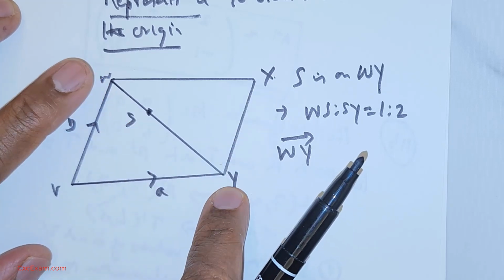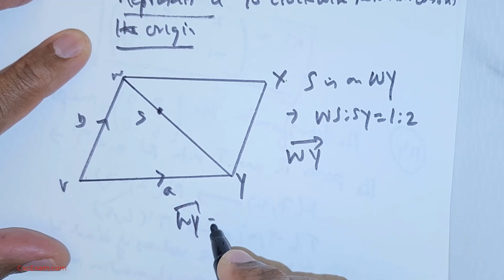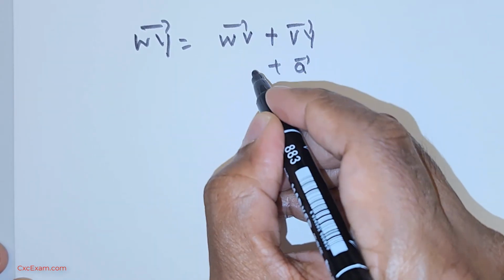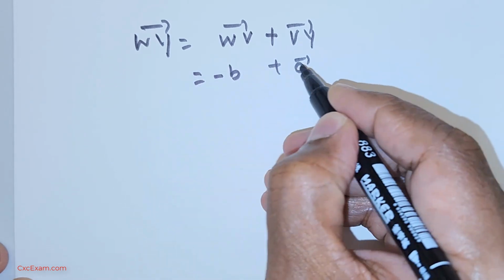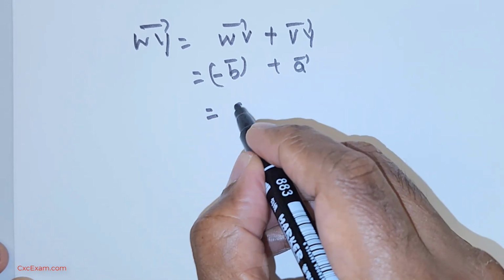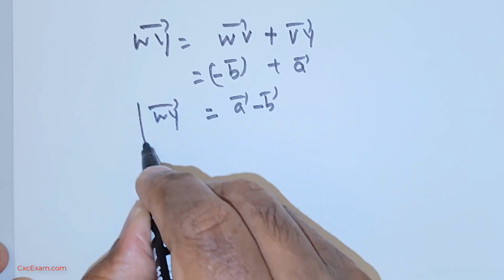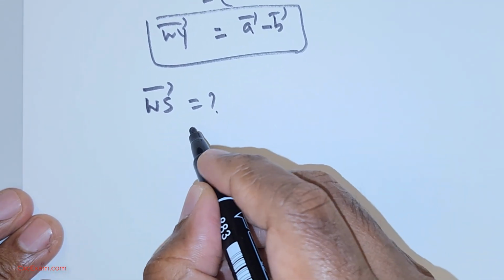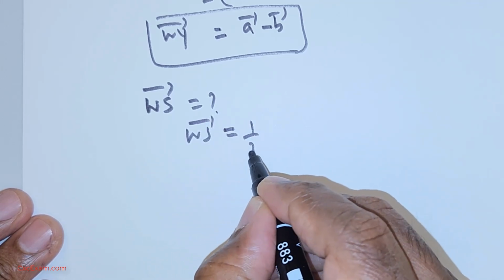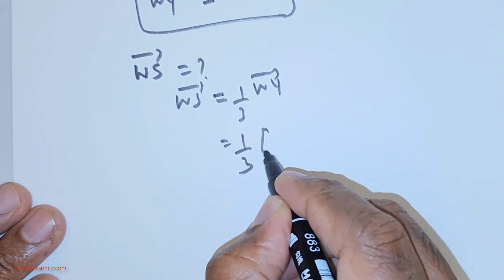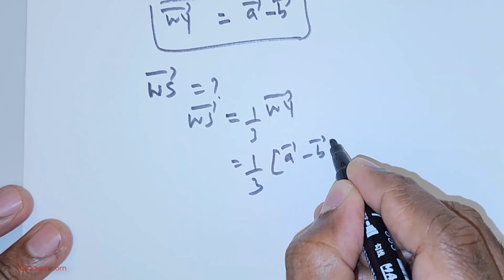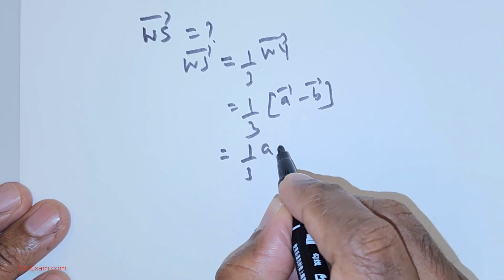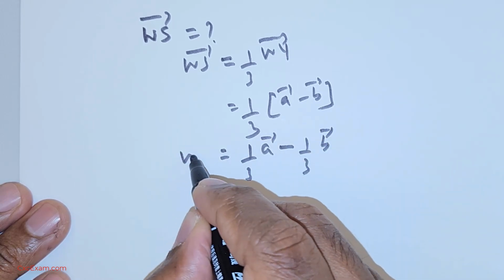Now WY vector is over here. So I can write WY as WV plus VY vector. Now VY vector is clearly A vector, but WV vector is going to be negative B because of the direction. So I can rewrite this as A vector minus B vector is equal to WY vector. So that's the solution for that question. Now next we need to write WS. Clearly from the figure we know WS vector is 1/3 WY vector, which is going to be 1/3 of A vector minus B vector.